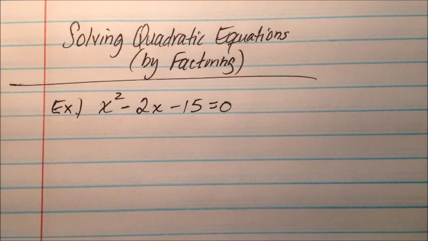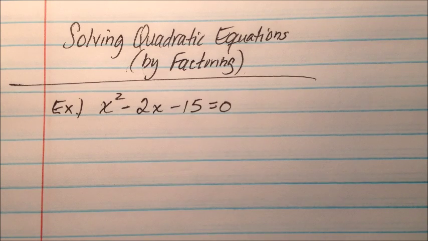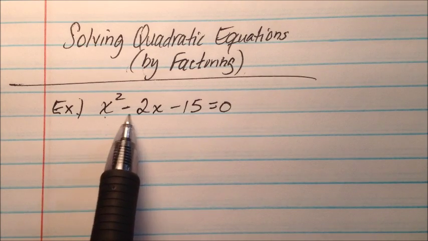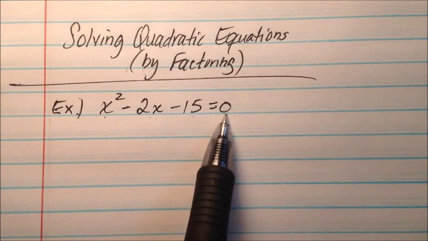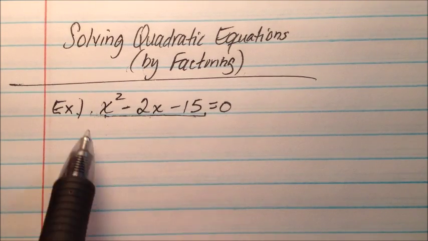In this video, I'm going to talk about solving quadratic equations by factoring. There are lots of ways to solve a quadratic equation, but in this video we're going to focus only on one of those methods, factoring. So we have x squared minus 2x minus 15 equals 0 for our first example. We're focusing on factoring this left side.